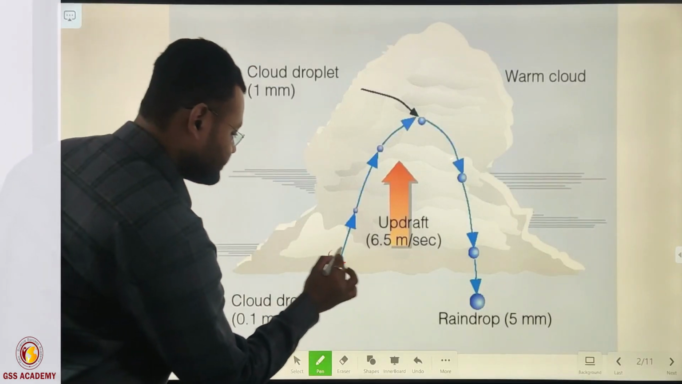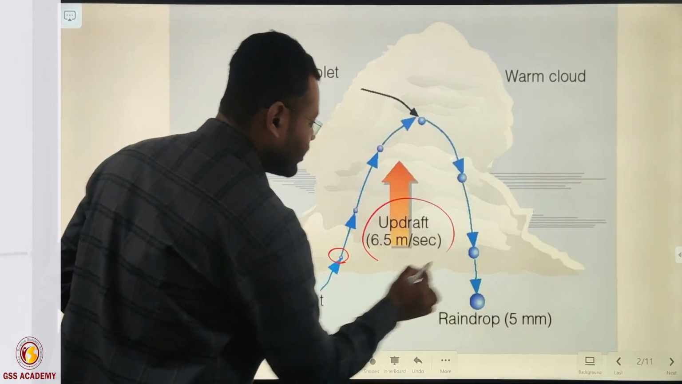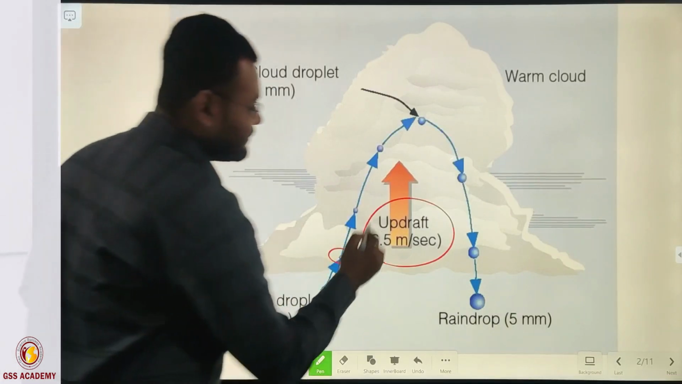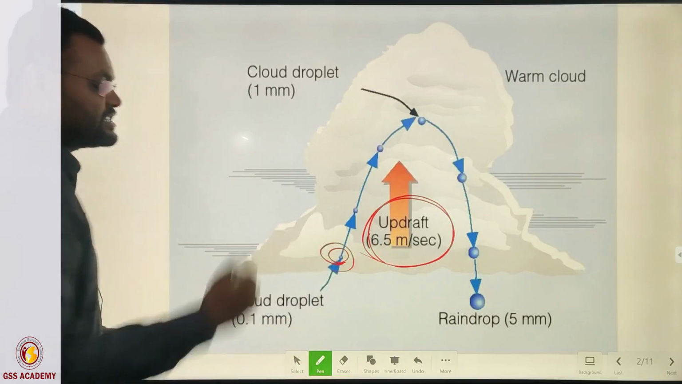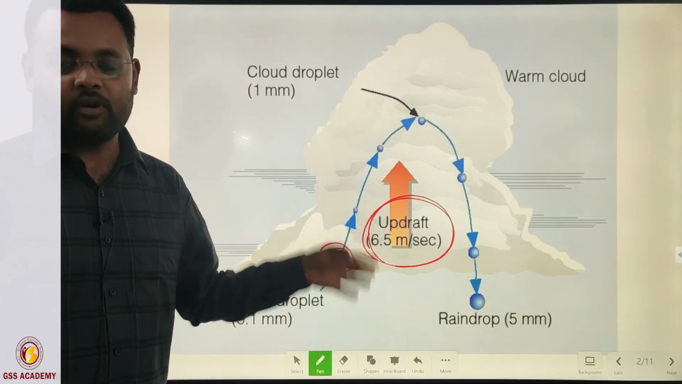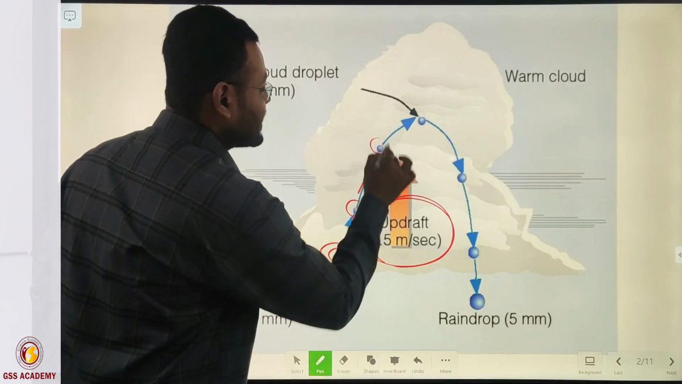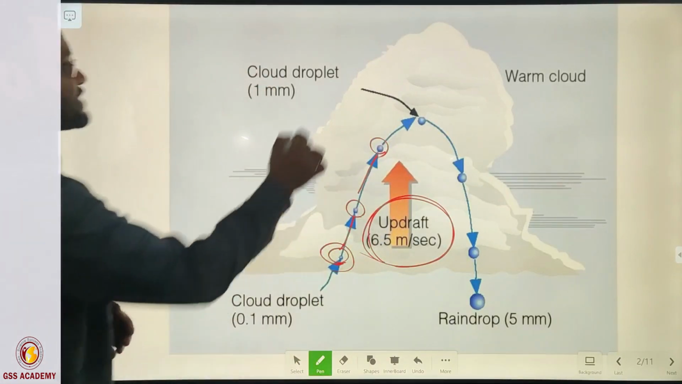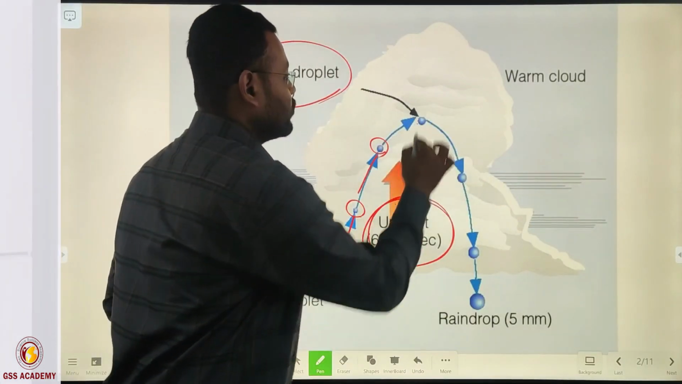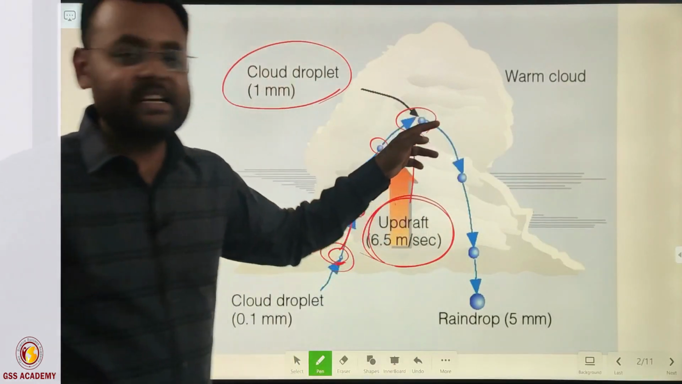You can see here the cloud droplet has a size of 0.1 mm, and suddenly it encounters an updraft having a speed of 6.5 meters per second. This relatively high updraft will not allow this typical cloud droplet to fall towards the cloud base or the earth surface. Instead, it will take these droplets towards the topmost part of the cloud. But as soon as the size of the droplet reaches 1 mm, this updraft will not be able to lift it to a higher position. Instead, it will keep it in suspension.